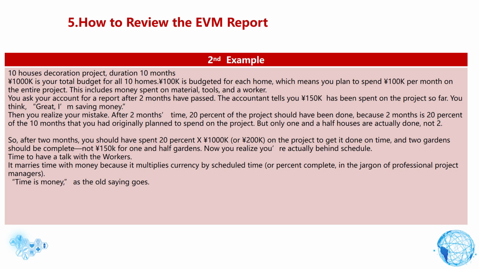So, after 2 months, you should have spent 20% x 1,000 yen, or 200,000 yen, on the project to get it done on time, and 2 houses should be complete, not 150,000 yen for 1.5 houses. Now you realize you're actually behind schedule. Time to have a talk with the workers.